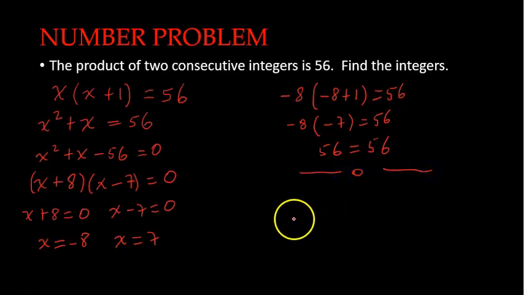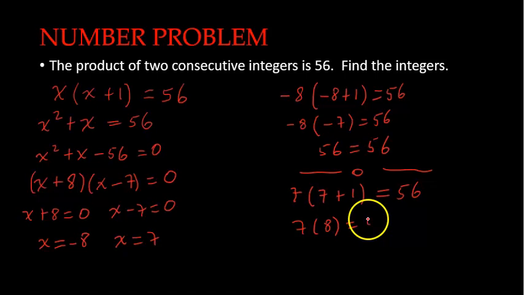With the second solution, that is 7, we substitute the value for x. 7 times 7 plus 1 equals 56. 7 times 8 equals 56. So 56 is equal to 56. So in this case, both are solutions of the equation. x is equal to negative 8 or x is equal to 7.